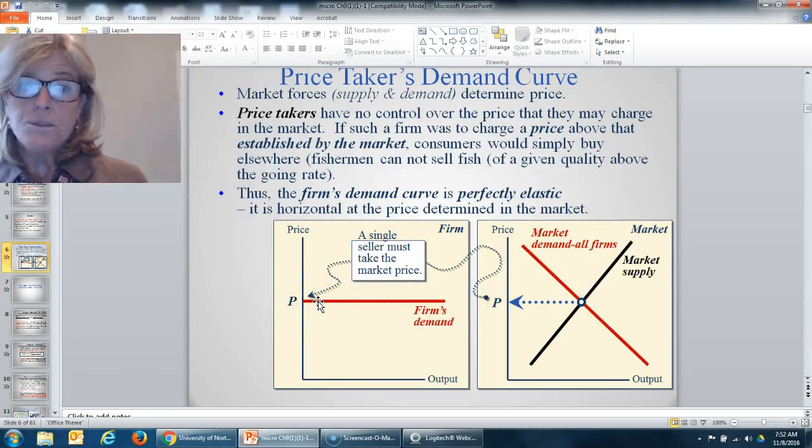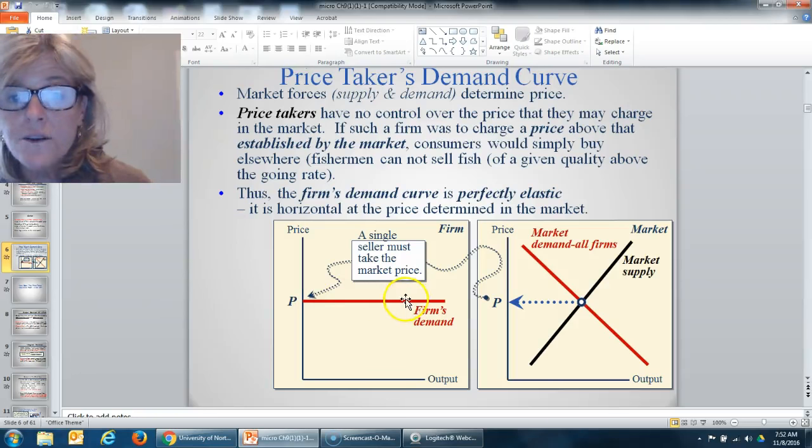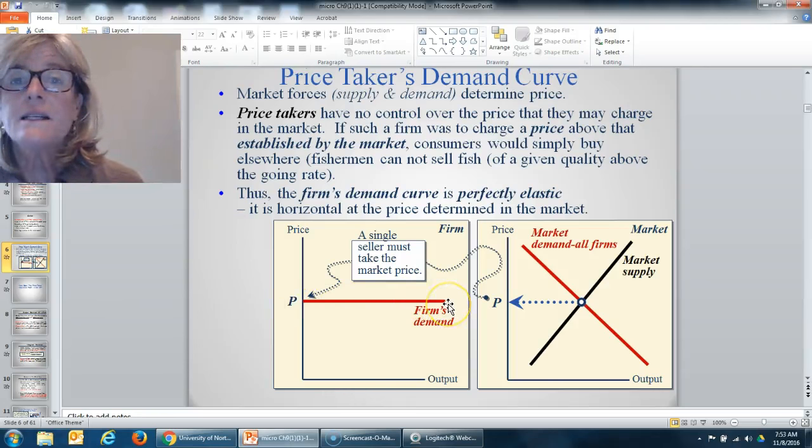So what's the price if they sell 10 units? If they sell 10 units, the price is P. How about if they sell 100 units? If they sell 100 units, they're going to be out here, the price is P. Does everybody see how the price line is also the firm's demand curve? It shows the prices and quantities that consumers will buy and sell. It's a straight line demand curve, perfectly elastic for the competitive price taker.